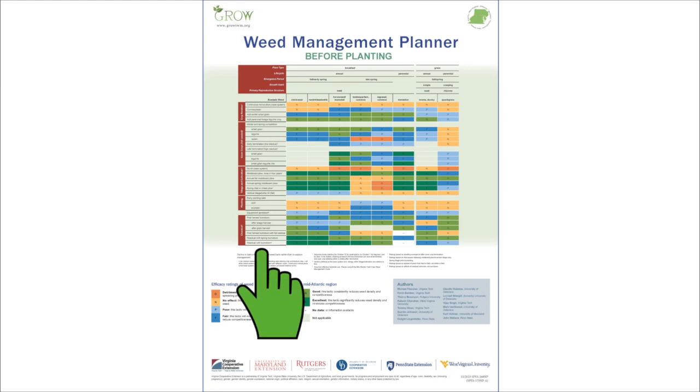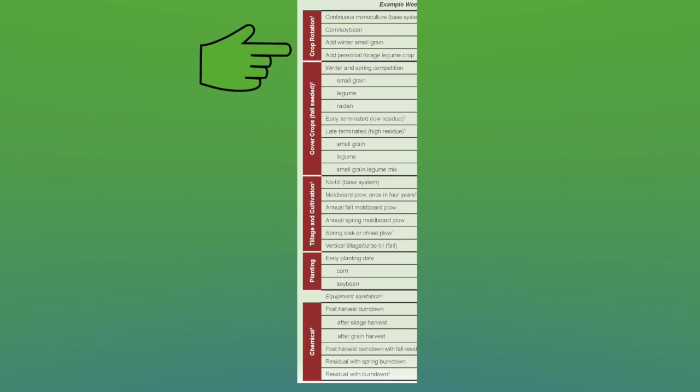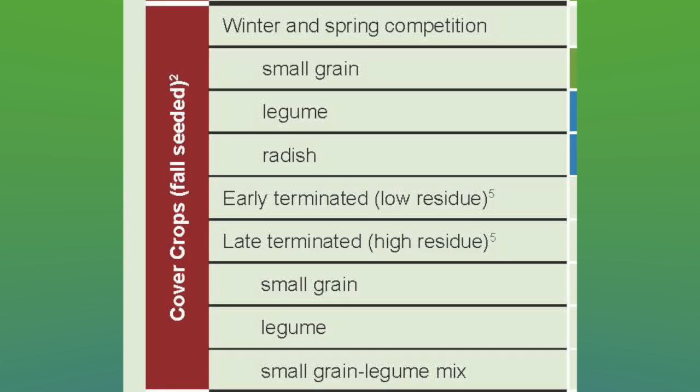Then we listed various control tactics on the left, and these include crop rotation, fall seeded cover crops, mechanical weed control, planting date, herbicides for chemical control. Under each of these tactics, we provide even greater detail. For instance, cover crops include different species of cover crops and their ability to compete with winter annuals, and then how effective a dead cover crop can suppress weeds. And this will vary by when the cover crop is terminated.